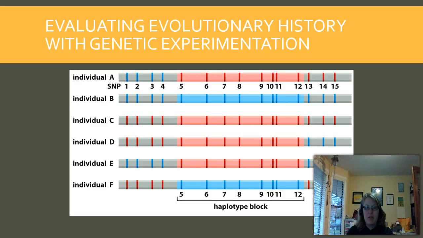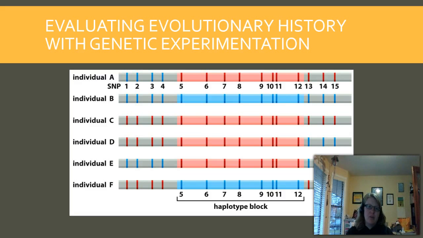You can see an example here with individual B and individual F. They have a similar haplotype block compared to C, D, E, and A. And so this can help us trace ancestral histories and migrations and help us see how the human population has evolved and moved around, because these haplotype blocks will constantly be changed through crossing over and other events like that.